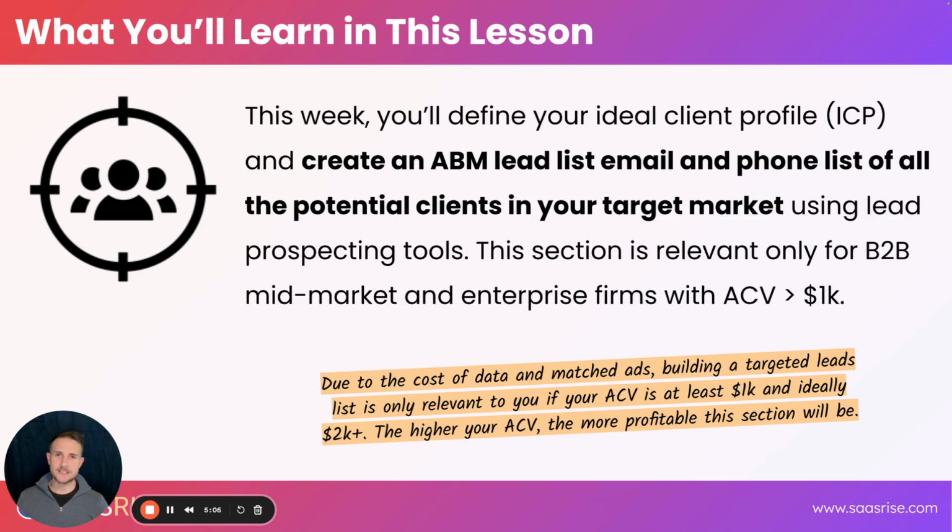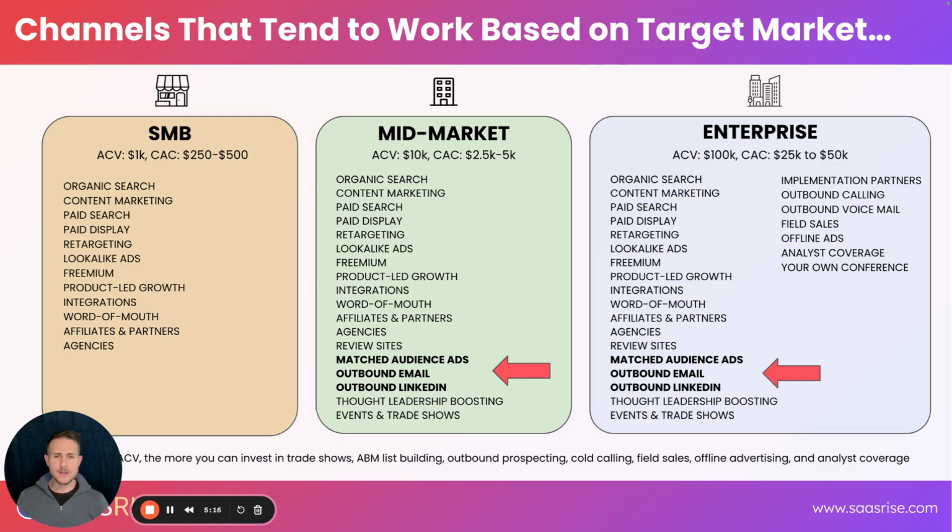And if you're solidly in the mid-market with a $10,000, $20,000, $30,000 ACV, or solidly in the enterprise segment with $50,000 and up ACVs, you are going to be able to make this work. All right. So what are the channels that tend to work most based on target market? We've covered this a little bit in prior sections, but in the mid-market, you add in what we're talking about today, which is matched audience ads, outbound email, and outbound LinkedIn.